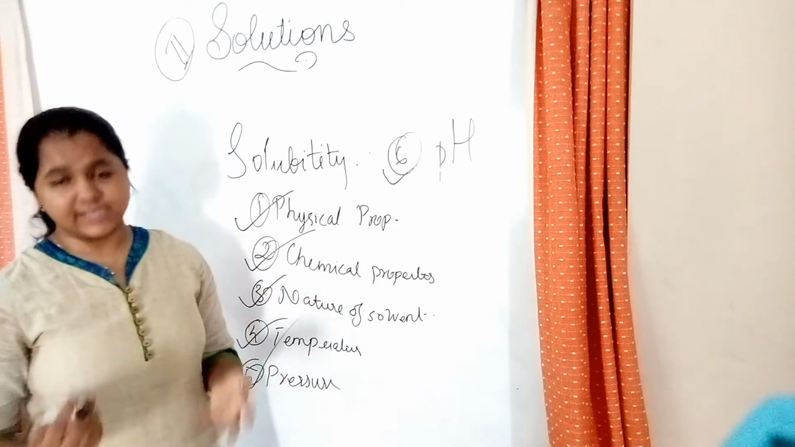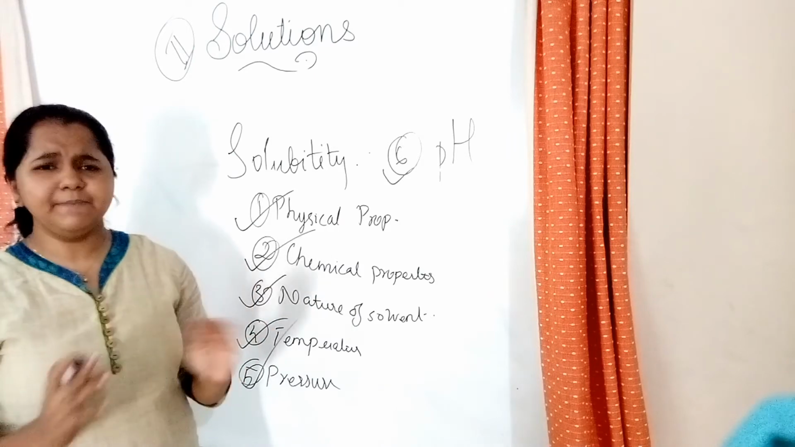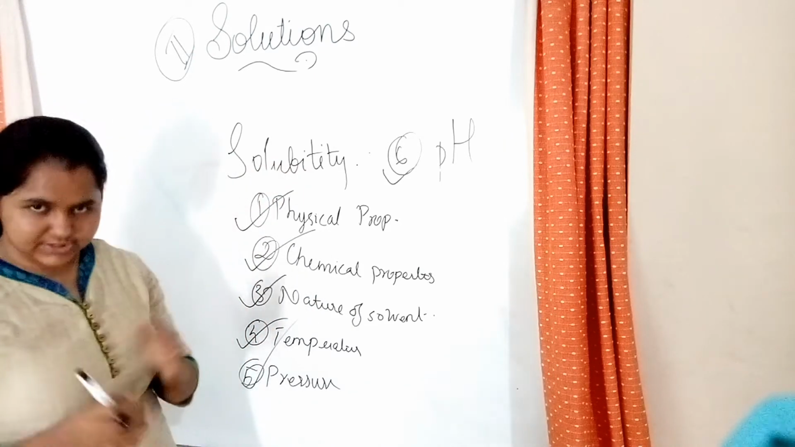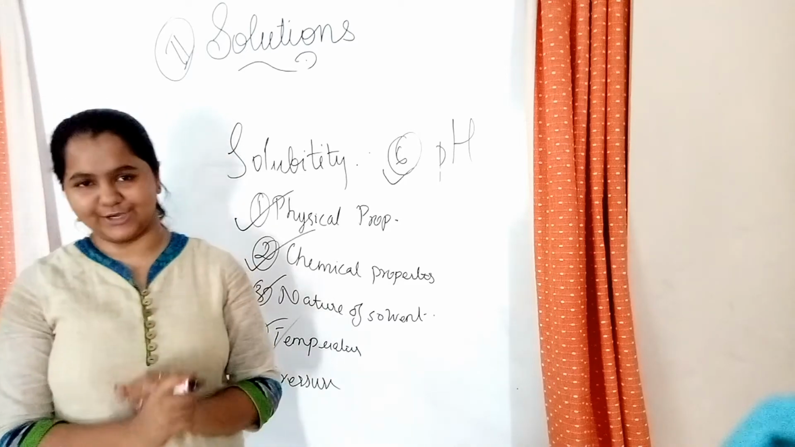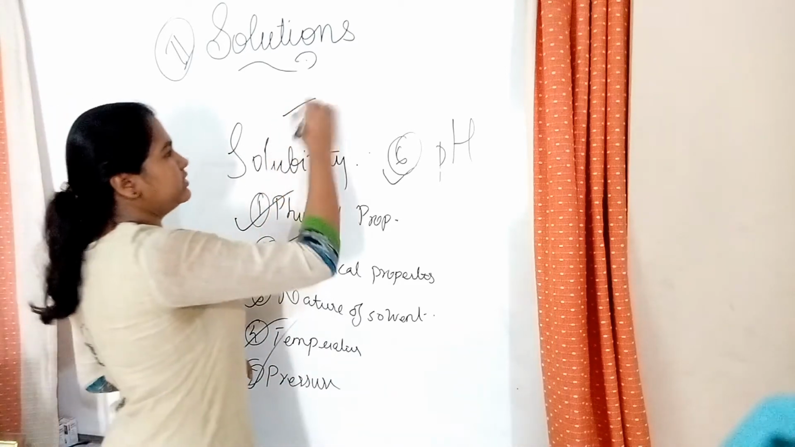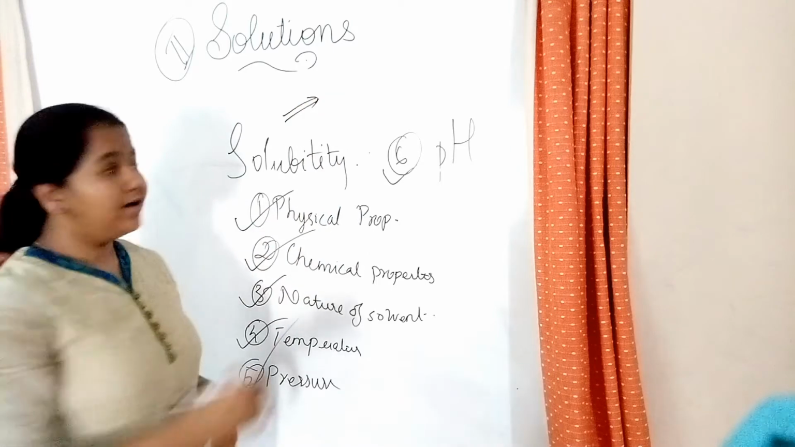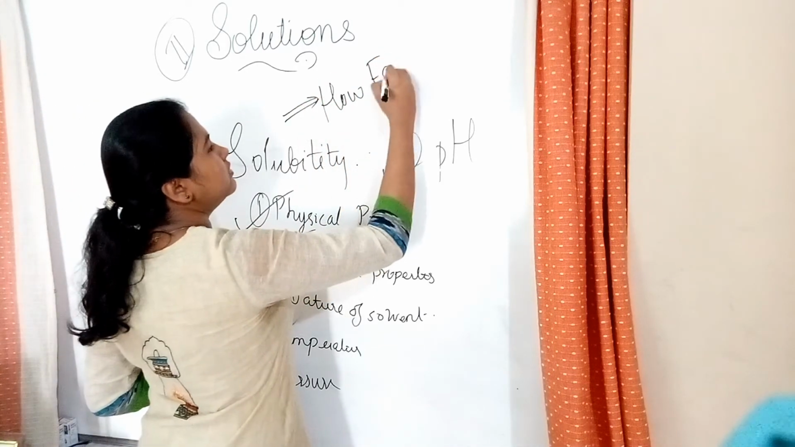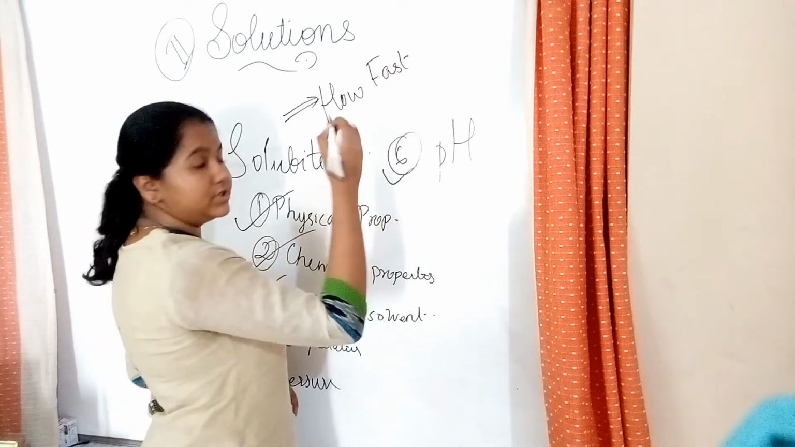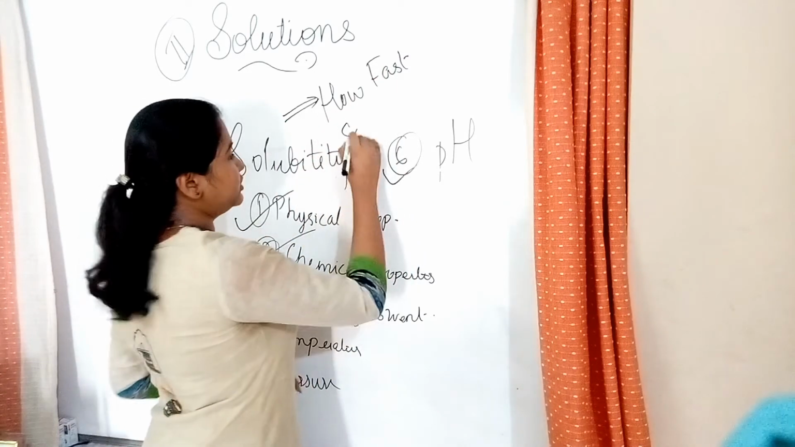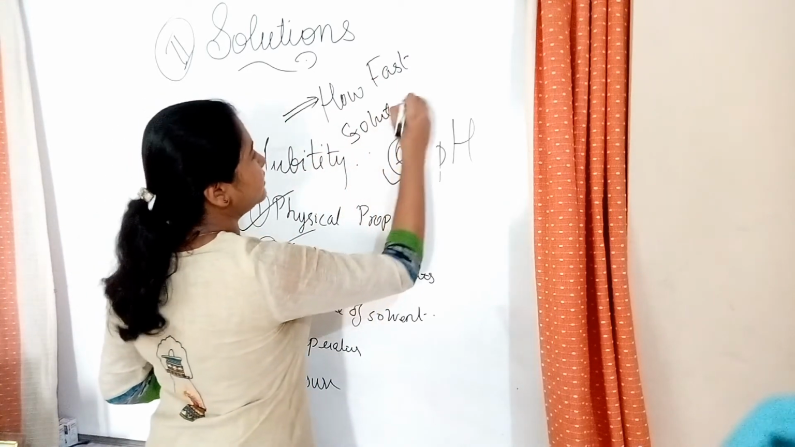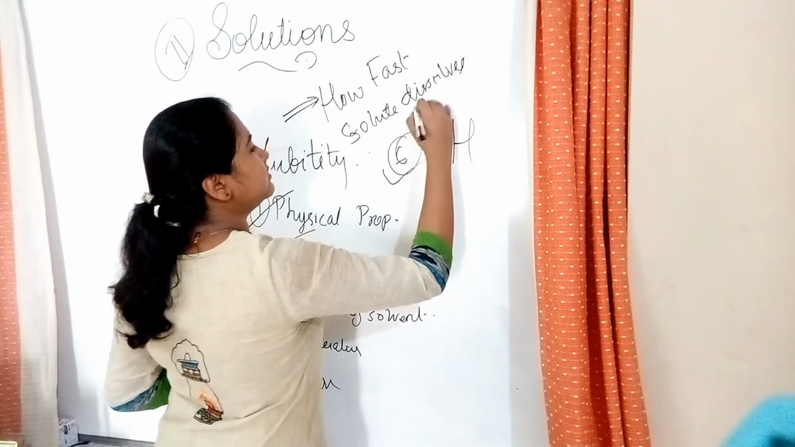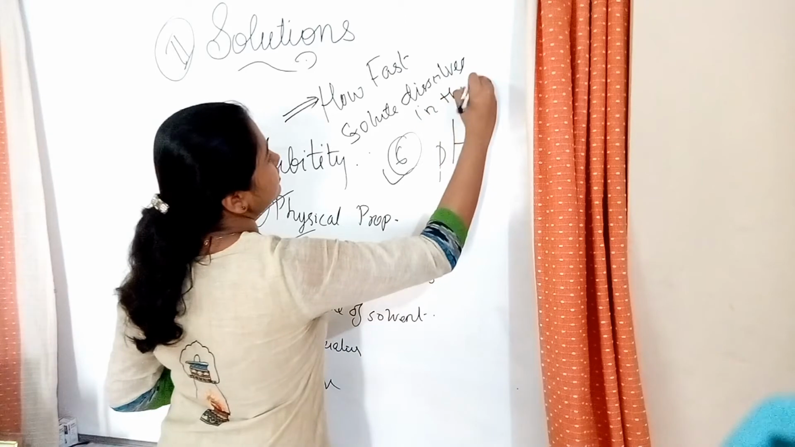So, rate of solution. Many people equate rate of solution to solubility. But to tell you, rate of solution is not solubility. What is rate of solution? Rate of solution is how fast, or the speed at which, the solute dissolves in the solvent. Okay?